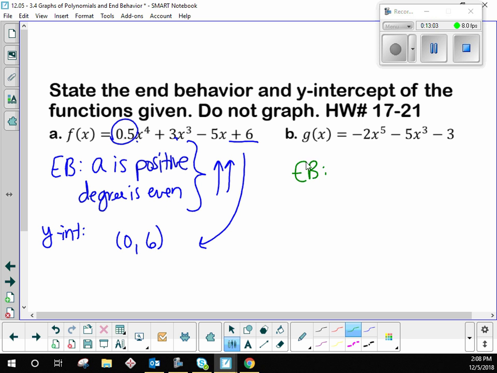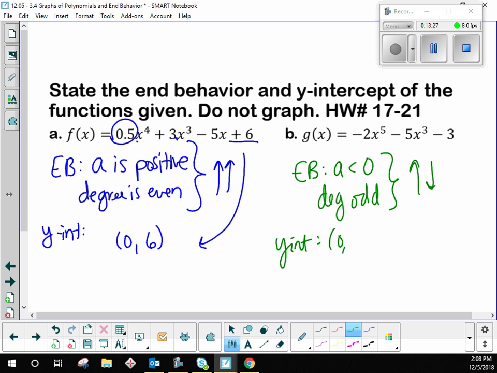So for end behavior, our A is negative, it's less than 0. Our degree is odd. For regular odd degree, it's down, up, but this is negative, so we flip that: up, down. And then the y-intercept, when x is 0, what does y equal? Negative 3. So we were able to figure out that information without graphing anything.